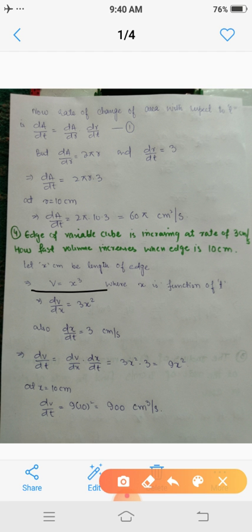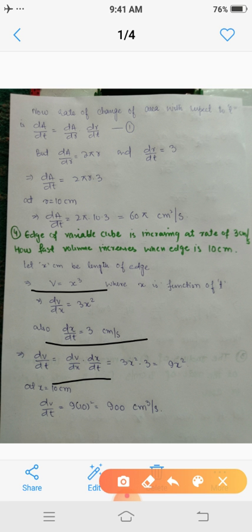Also, the edge means the length of the edge of the cube is increasing. Increasing means the derivative is positive, at the rate of 3 centimeter per second. This means that dx/dt is 3 centimeter per second. So we have to find the rate of change of volume with respect to time, that is, dV/dt, which is dV/dx into dx/dt. So substituting dV/dx, that is 3x², and dx/dt, because it is given that the edge of the cube is increasing at the rate of 3 centimeter per second.